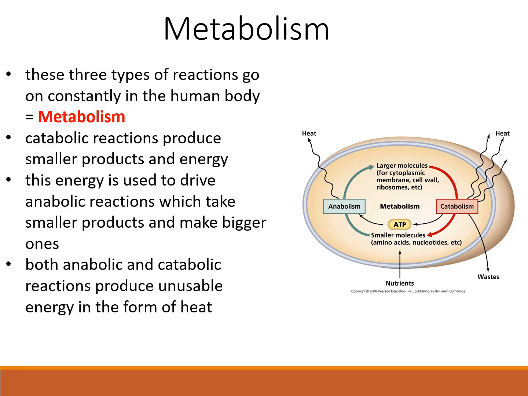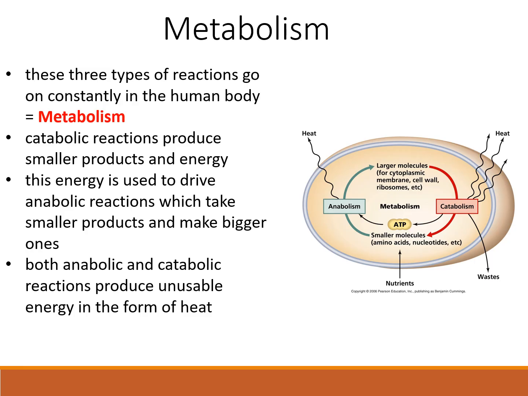These 3 types of reactions go on constantly in the human body, and the combination of all chemical reactions that occur in the human body is referred to as metabolism. I really like this figure because even though it doesn't deal with exchange reactions, it does illustrate a fundamental concept that you need to learn as a physiology student, is that catabolic reactions drive anabolic reactions. Catabolic reactions are going to break larger molecules down into smaller ones, and they are going to generate energy as a result of that. That energy is usually in the form of ATP.